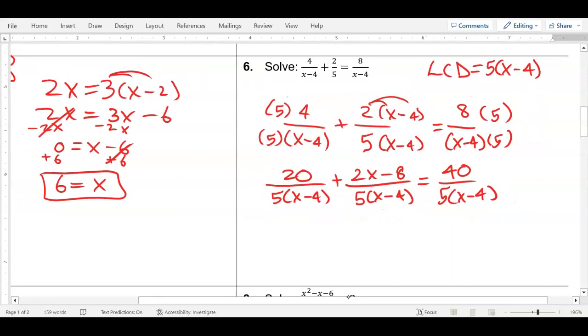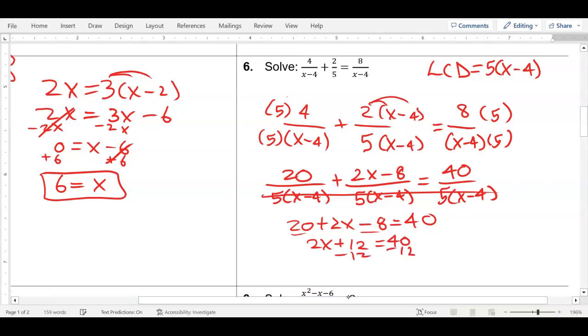When the denominator, the bottom, is all the same in an equation with an equal sign, you can cross them out. And now we have 20 plus 2x minus 8 equals 40. Let's combine like terms. The 20 minus 8 is 12. So I got 2x plus 12 equals 40. And we can get rid of this loner 12 by subtracting 12 from both sides. So it gives me 28. And I can divide by 2. And x equals 14.